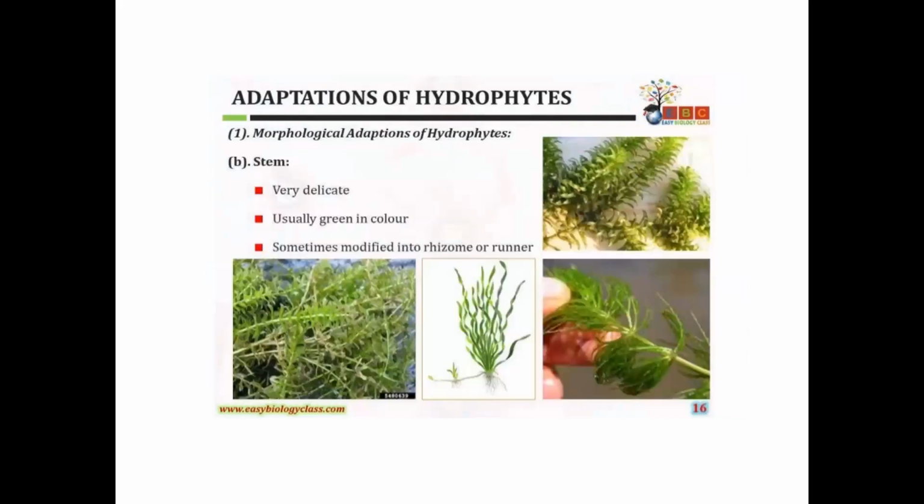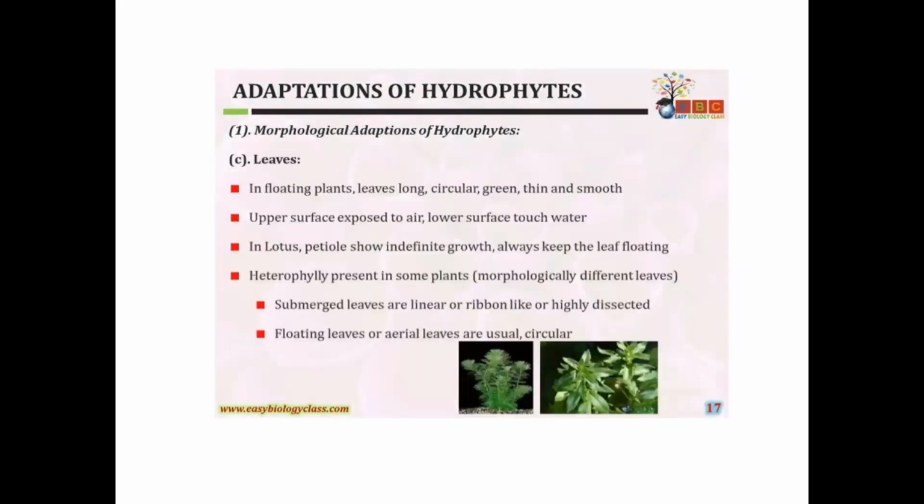So next one is the stem. Stem is also very delicate and usually green in color, and sometimes modified into rhizome or runner. Next one is the leaf. Leaves in the floating plants are long, circular, green in color, very smooth and thin, and the upper surface is exposed to air and the lower surface touches the water.